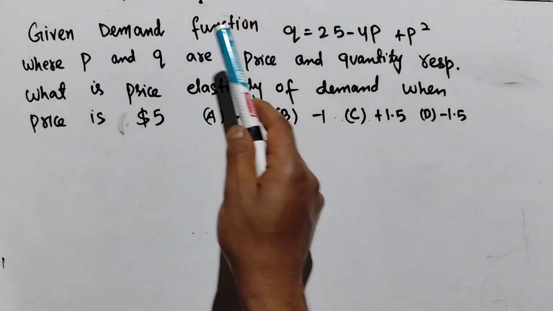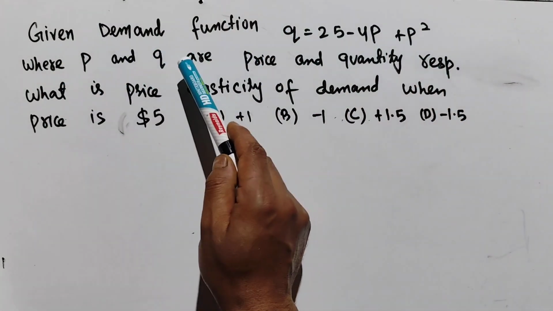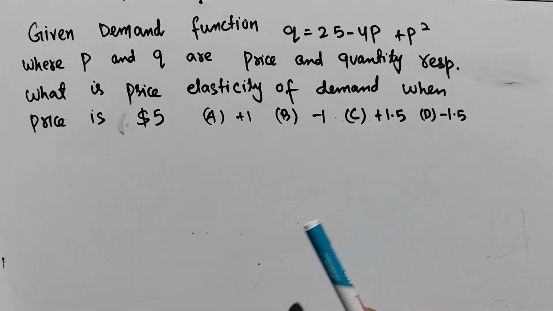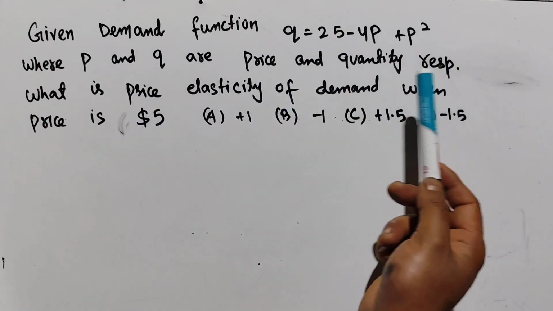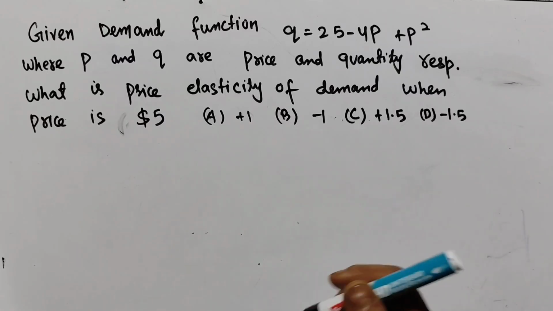Question is, given demand function is Q is equal to 25 minus 4p plus p square, where p and q are the price and quantity respectively. What is the price elasticity of demand when price is $5? Options are being given, we need to find out the correct option.